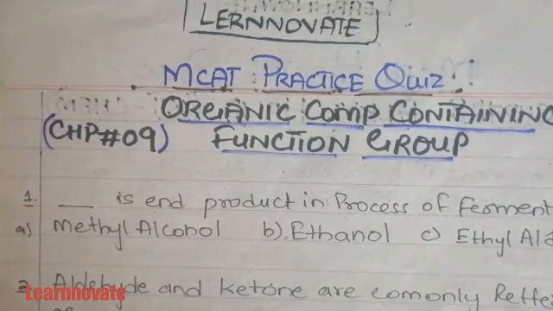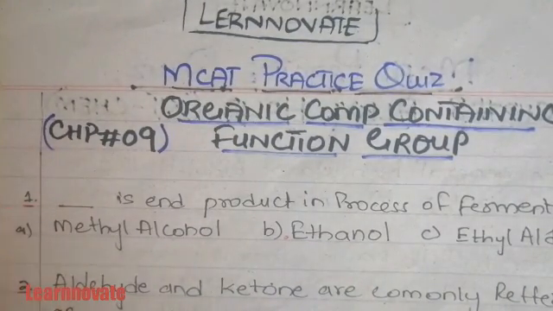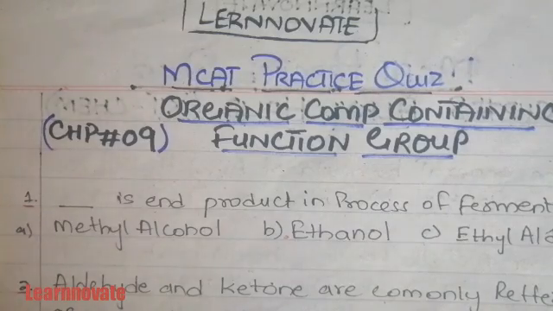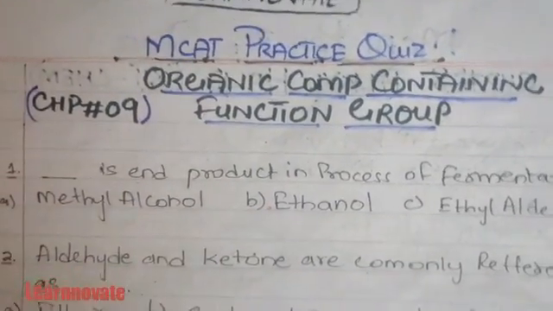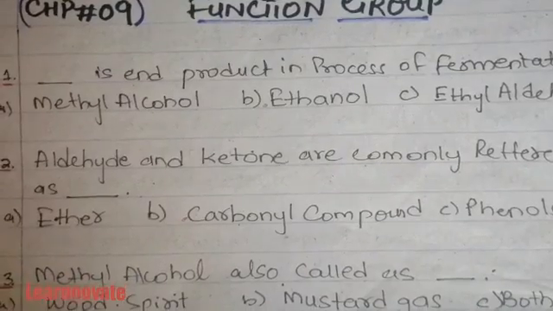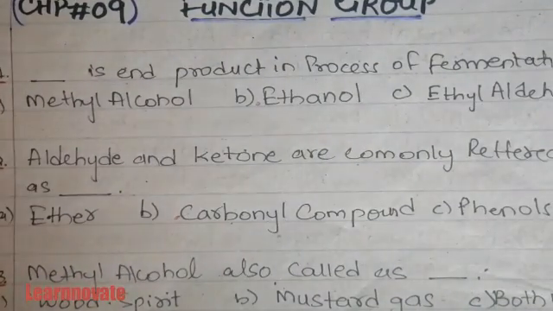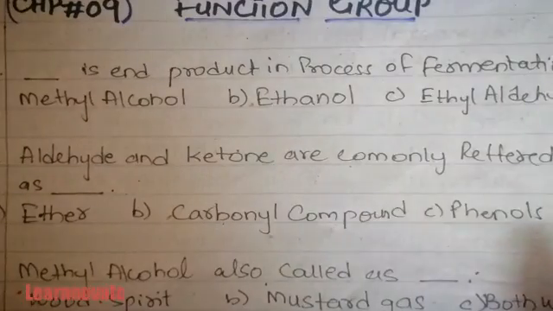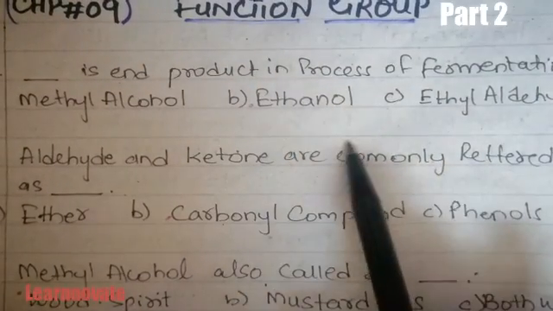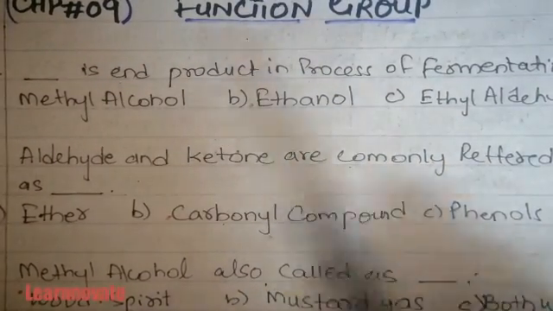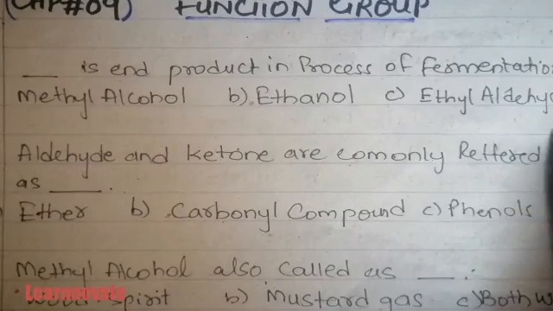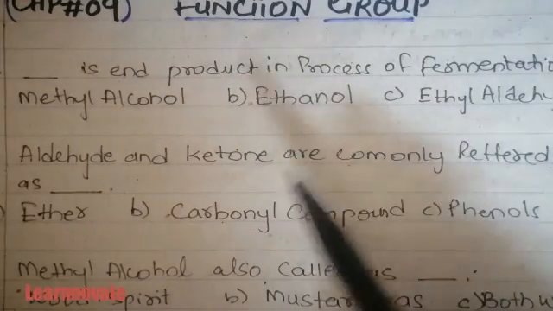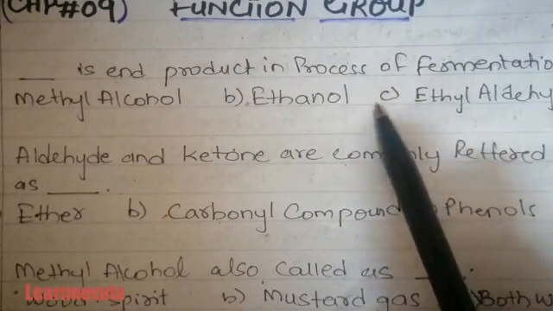In this video, we are going to discuss the answer key for the MCAT practice session regarding the organic compounds containing the functional group. That is chapter number 9. Starting from the first question, it says the end product in the process of fermentation is which of the following? A. Methyl alcohol, B. Ethanol or ethyl alcohol, and C. Ethyl aldehyde. So the answer for this question is B, that is ethanol.